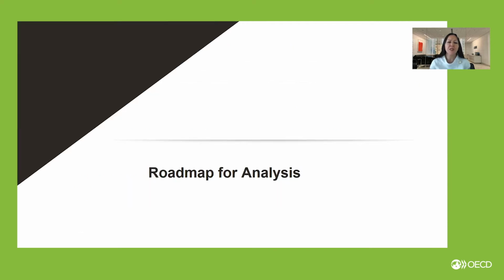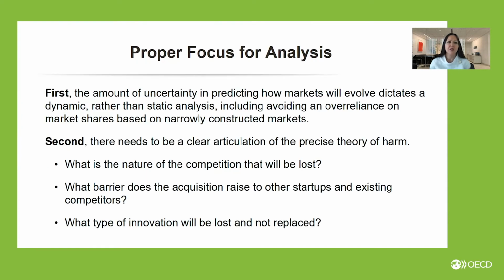So now I want to talk a little bit about what I think might be a roadmap for analysis. So first, the amount of uncertainty in predicting how markets will evolve dictates a dynamic rather than a static analysis. This includes avoiding an over-reliance on market shares based on narrowly constructed markets. Second, really as within all antitrust cases, there needs to be a clear articulation of the precise theory of harm. So what's the nature of the competition that will be lost? What barrier does the acquisition raise to other startups and existing competitors? What type of innovation will be lost and not replaced?